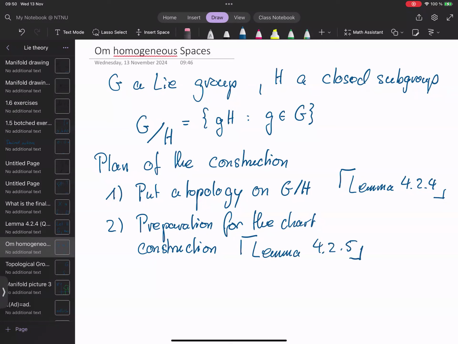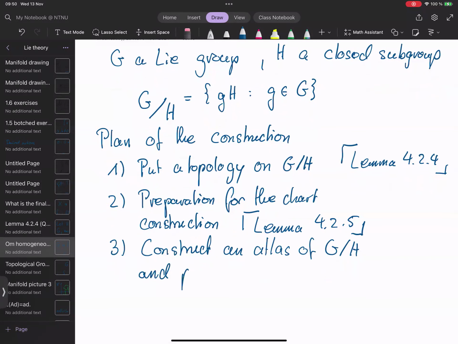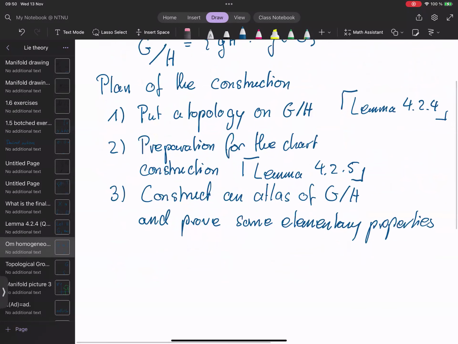And then finally, we construct with our auxiliary results an atlas of this coset space G mod H, and prove some elementary properties for this. So what do I mean by these elementary properties?